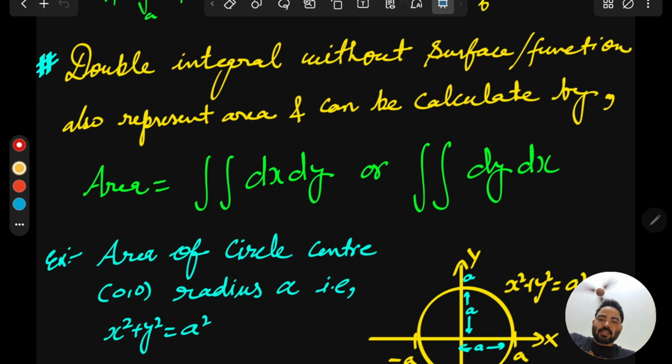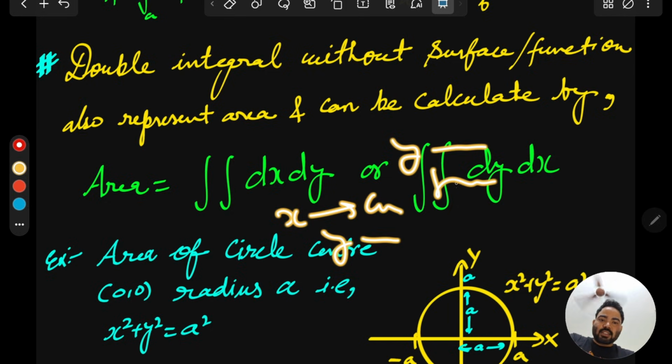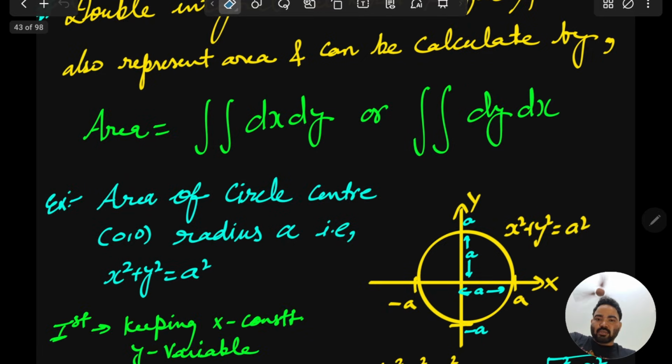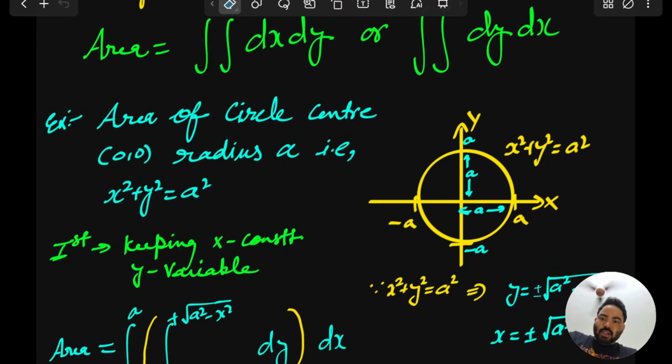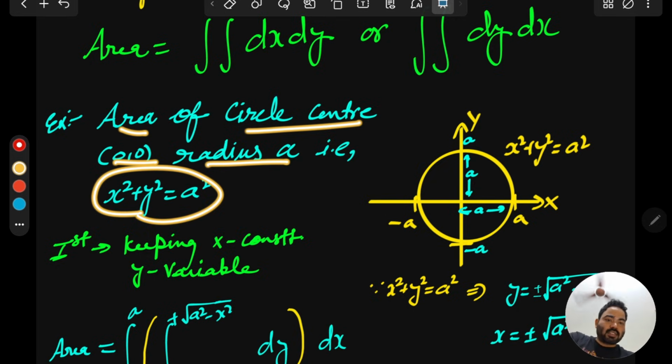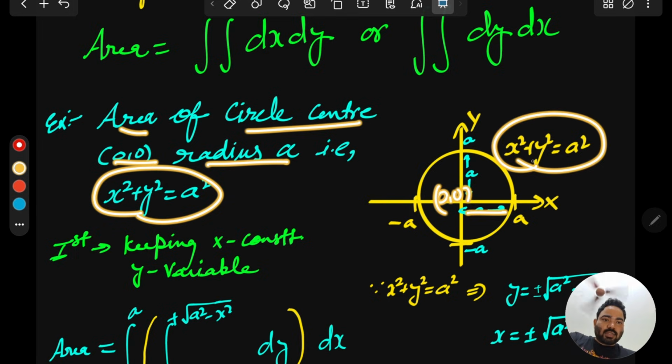You need to do one thing. If you are taking x constant, then take y variable, and if you are taking y constant, then take x variable. So this is one thing you have to do when you are going to find the area, and we will see how we can calculate it. Our first example is the area of a circle, center (0, 0), radius a. You can imagine this is the equation of the circle x square plus y square equal to a square, whose center is (0, 0) and radius is a, and you have to find out the area. So how can you find the area?